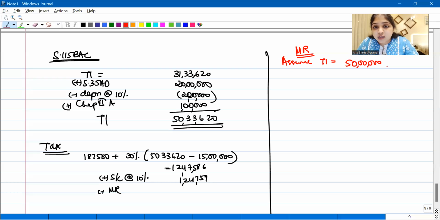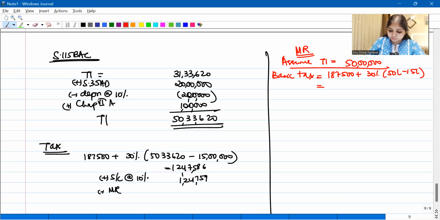For 50 lakhs total income, what will be the tax? Tell me, what will be your basic tax? Guys, under 115BAC, what will be your basic tax? Up to 15 lakh, you anyways have to pay 1,87,500 plus 30% of your income in excess of 15 lakhs. How much is this going to be? This is going to be 12,37,500. Will you have 87A rebate? No. Will you have surcharge? No, because it's exactly 50 lakhs. So your tax is going to be 12,37,500.